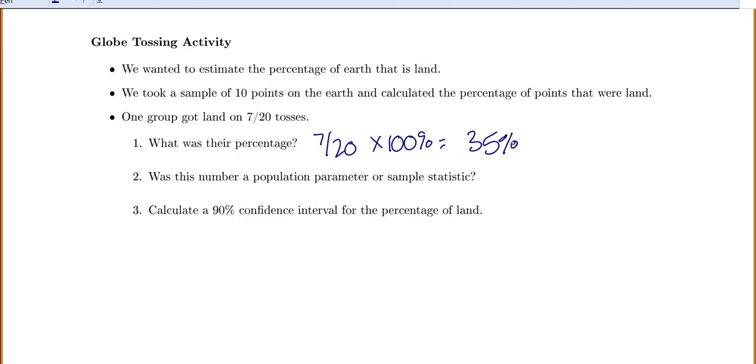So was this number a population parameter or a sample statistic? This would be a sample statistic because they didn't do it for all possible points on the globe. They just took a sample of 10 points. Oh, apparently 20 points.